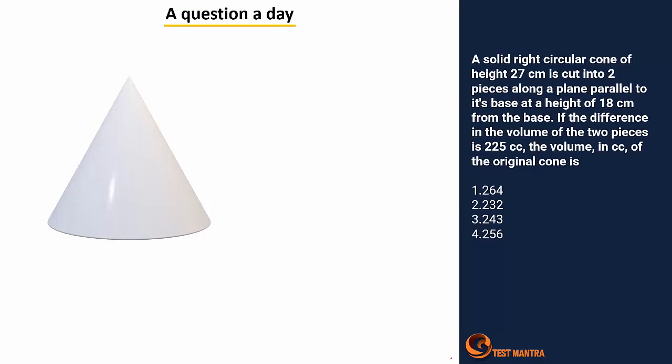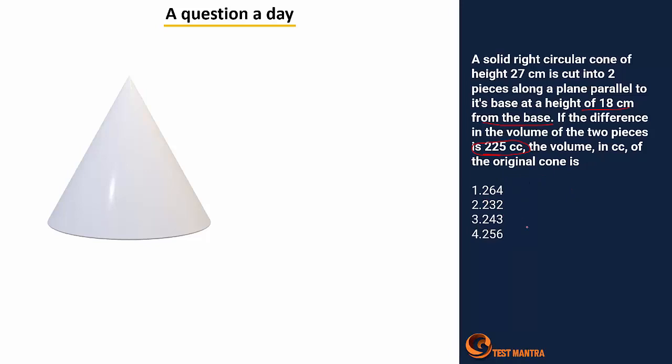A solid right circular cone of height 27 meters is cut into two pieces along a plane parallel to its base at a height of 18 centimeters from the base. Now it's given 18 centimeters from the base, so we have a right circular cone available here. If the difference in the volume of the two pieces is 225, now this is an important piece of information. The difference is 225. The value in cc of the original cone is how much?